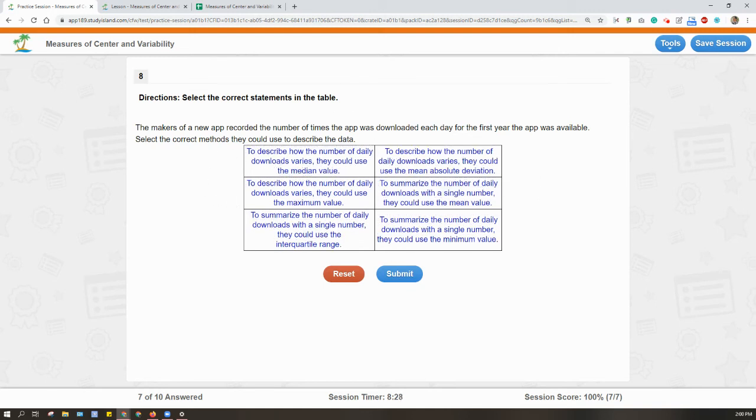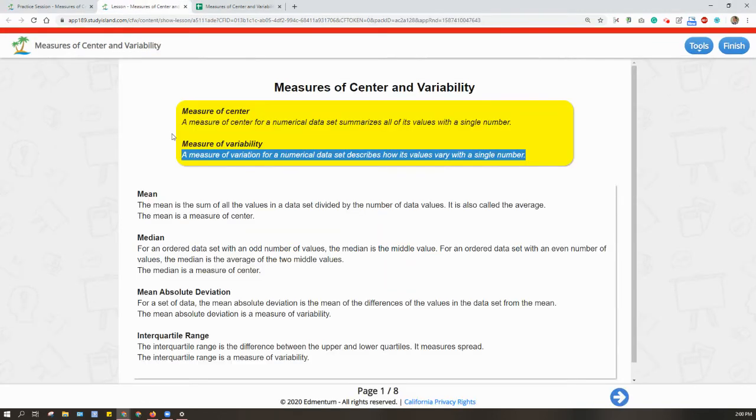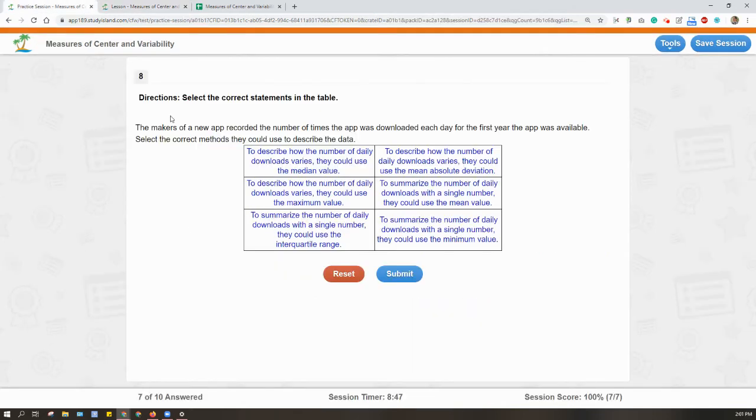Let's go through these. First one, to describe how the number of daily downloads varies, they could use the median value. Is the median a measure of how something varies? No, it's a measure of center. So the median is not good for measuring how something varies. So I'm not going to select this one. Next, to describe how the number of daily downloads varies, they could use the maximum. That is also no good. Maximum is the highest number in a data set. Why would just using the highest number show you how something changes or varies? That's not good at all.